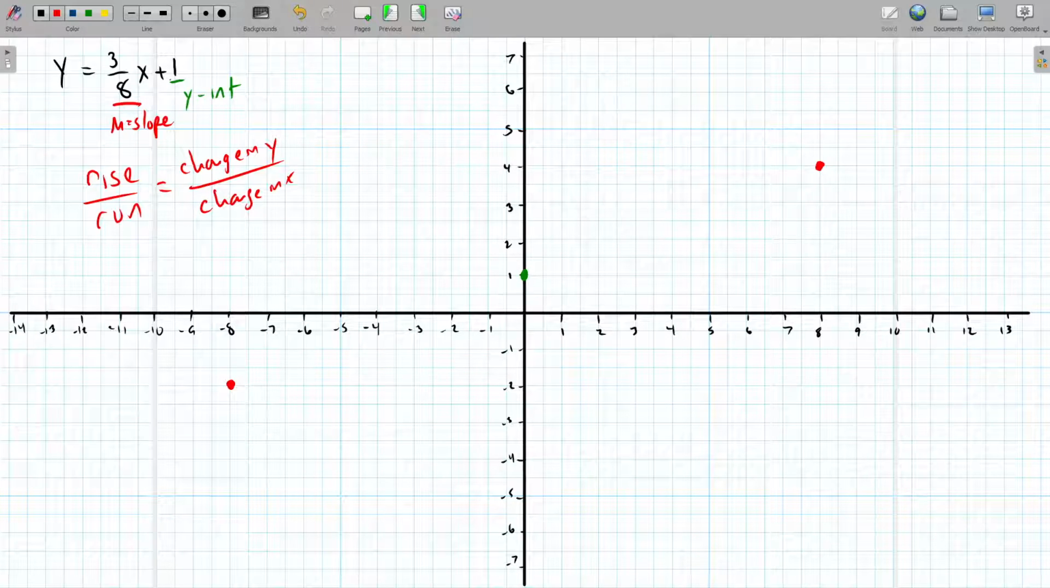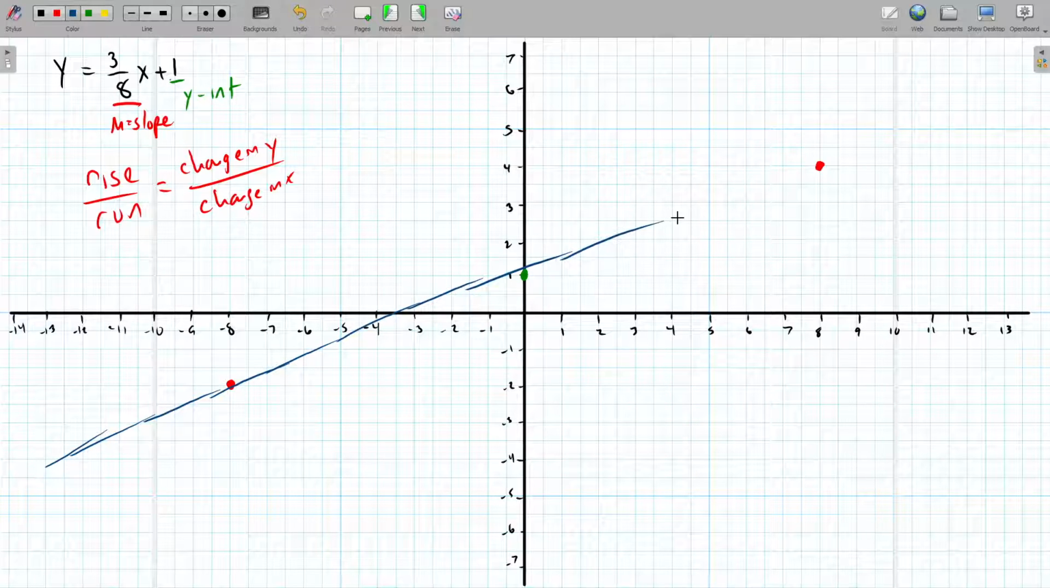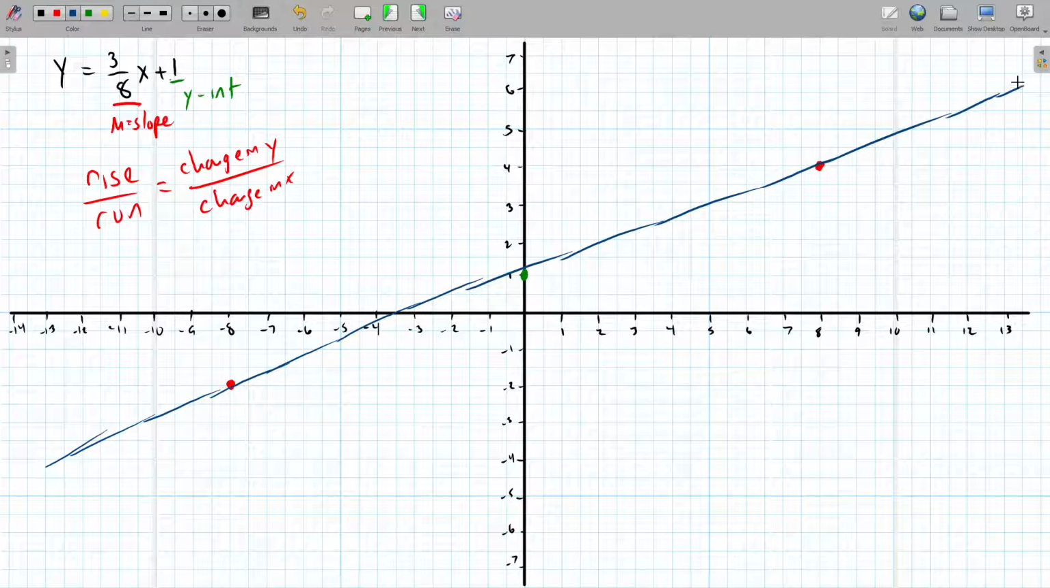So if I go from this red point to the green point, the y-intercept, I go up 3 over 8. And then if I go from the y-intercept, the green point, to the other red point, I'm going up 3 and over 8. All right, so I have 3 points, which is more than enough. We can do our best to sketch a line. And unless you have a ruler or another straight edge, teachers don't really expect you to get it perfect. All right, so just do your best.